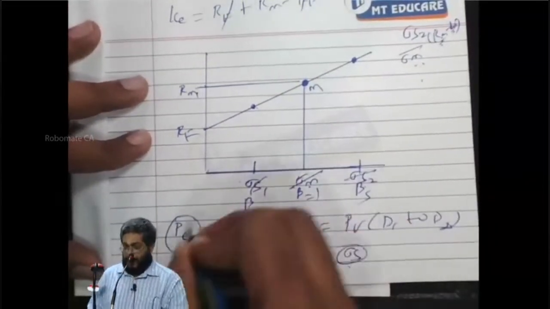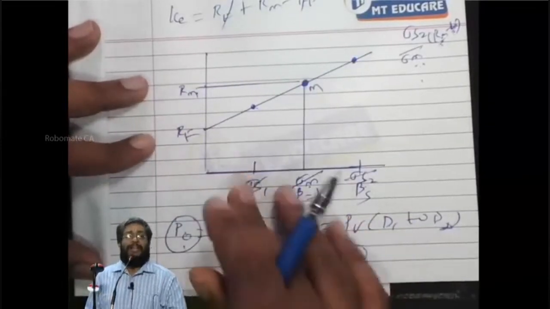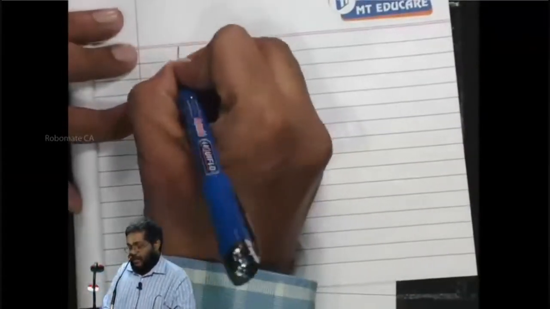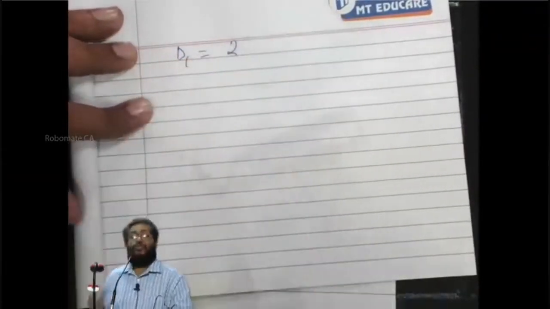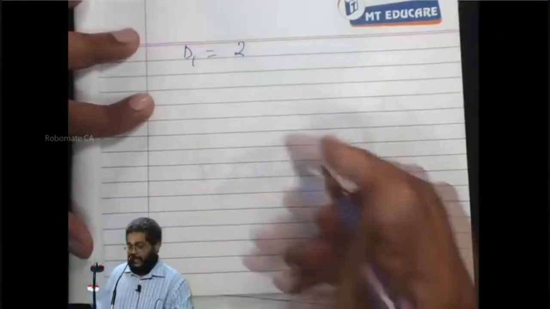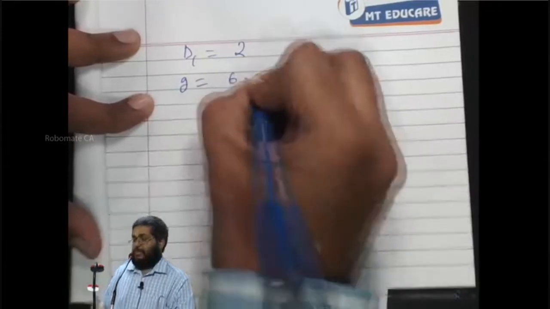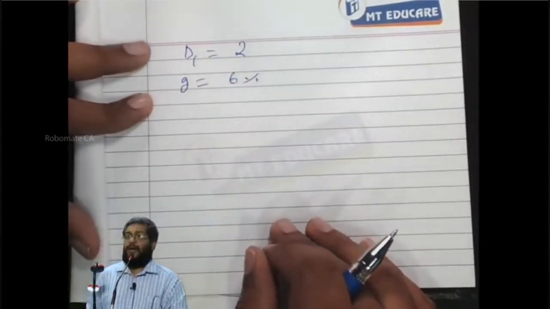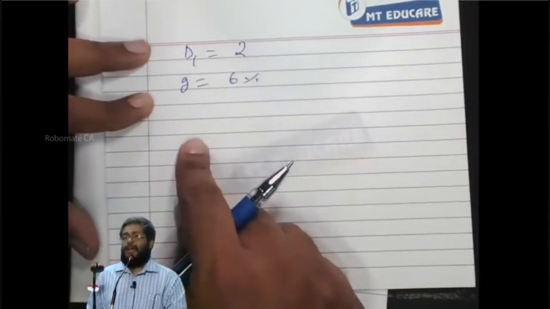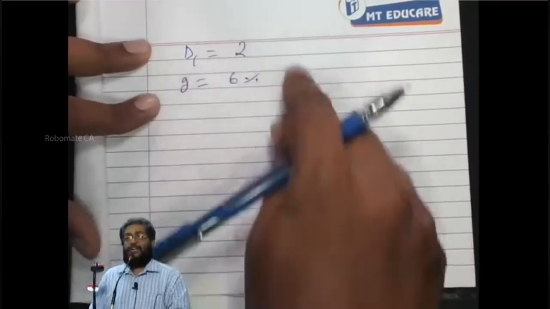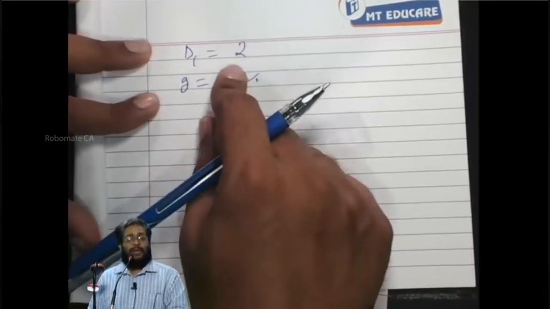Very simple. They'll give you a problem where there is an equity share which is expected to pay a dividend of D1 equal to 2 rupees. We expect a growth rate of, suppose, 6%. Now they say, find out the value of the share. For that I require KE.